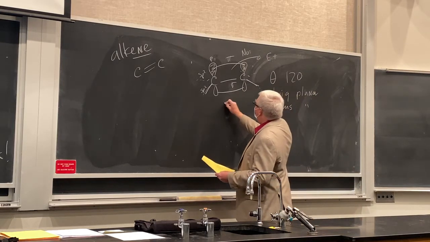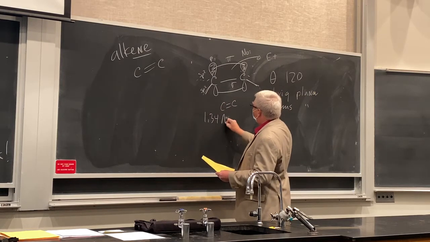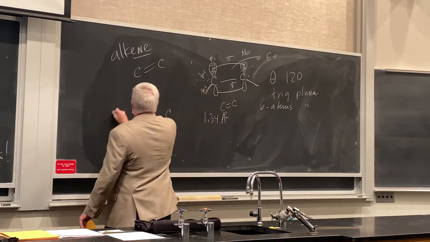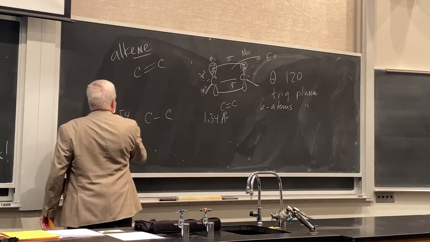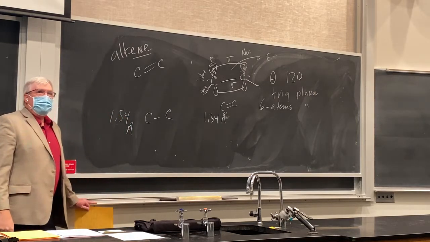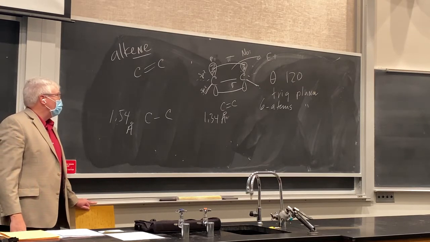It's a relatively short bond. What is it? 1.34 angstroms. A typical carbon-carbon single bond is 1.54 angstroms. An angstrom is 10 to the minus 10 meters, very small dimensions, nanometer dimensions.